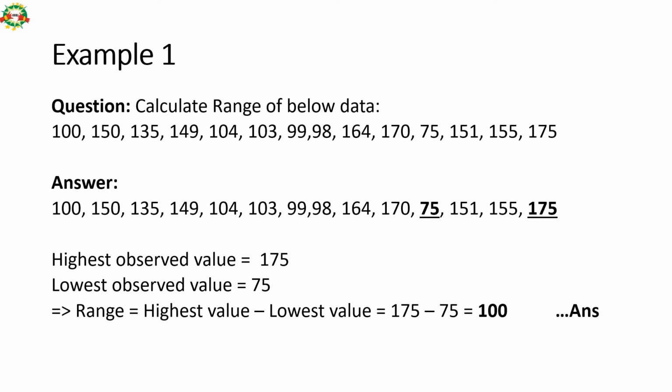So let us understand range with the help of an example. If we have this data and the examiner asks us to calculate the range of this data, we have to identify the lowest number in this data, which is 75 here, and the highest number in this data, which is 175. So the highest observed value is 175, the lowest observed value is 75. That means range is nothing but the highest value minus the lowest value.